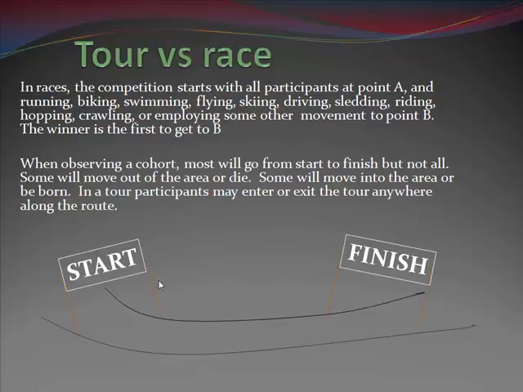However, when observing a cohort, such as a population over some generation or time period, not all will start at the same time, and not all will finish at the same time. In a tour, participants may enter or exit the tour anywhere along the route, and this is more like what we see in epidemiology.